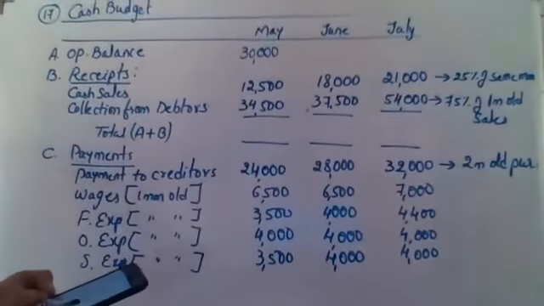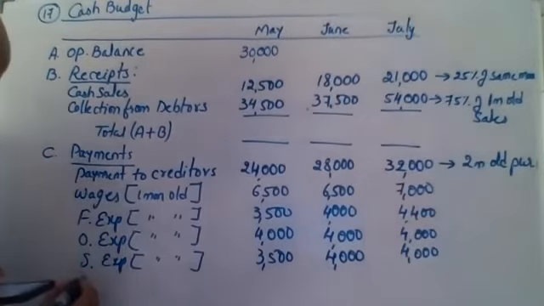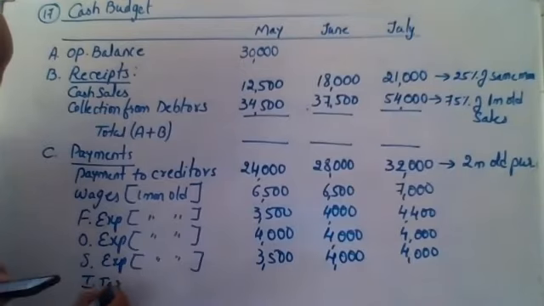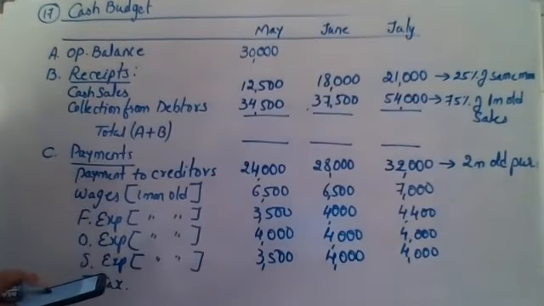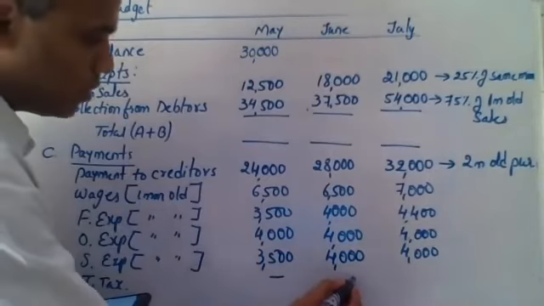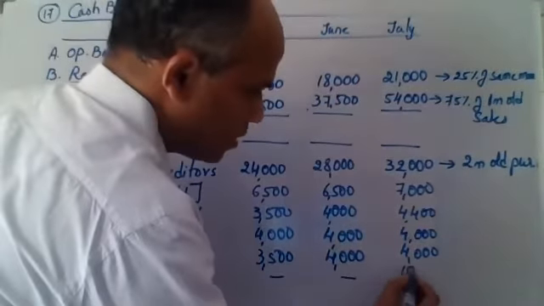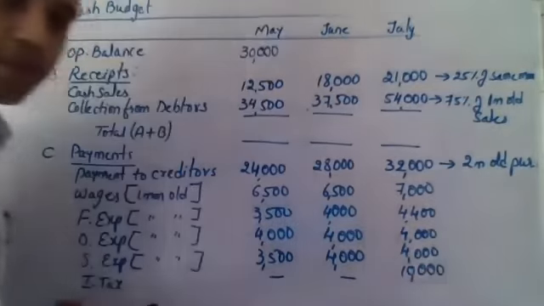And the third point says, that is overdue, income tax of 10,000 is due to be paid in July. So there is another payment you are planning to pay, income tax. When are you planning to pay? In the month of July. So nothing in the month of May, nothing in the month of June. I will only pay 10,000 rupees in July. So this 10,000 straight away goes to July.